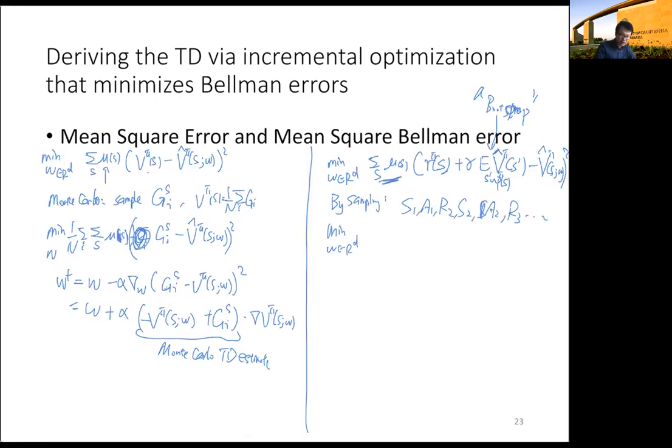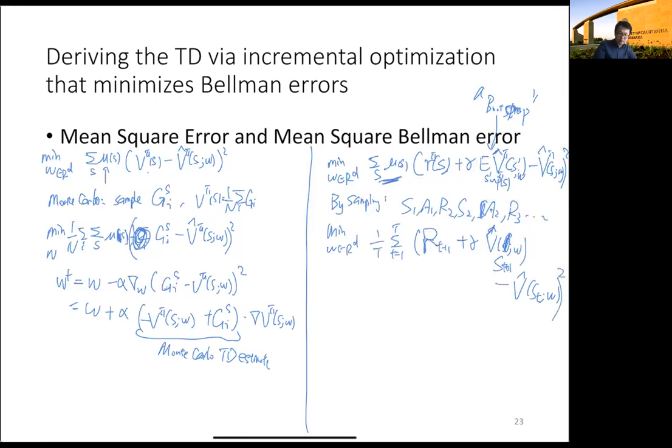Let's say that there are T such Sarsa triplets observed, then I can try minimizing this: R T plus 1 plus gamma V pi, so let me add W there, S T plus 1 W, minus V hat S T W, we had S T W squared, right?